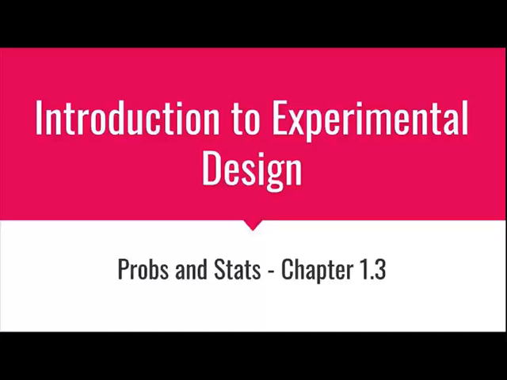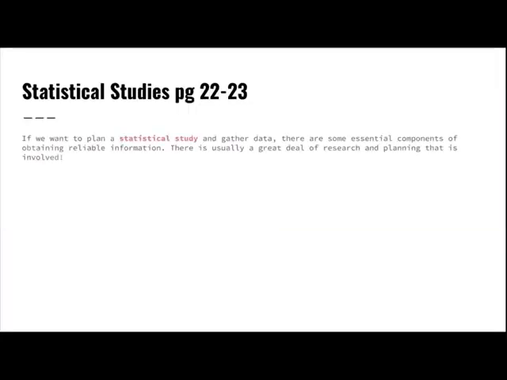For Chapter 1.3, we're going to be talking about the Introduction to Experimental Design. Take a second to read pages 22 through 23. If we want to plan a statistical study and gather data, there are some essential components of obtaining reliable information. There's usually a great deal of research and planning that is involved. So, planning a statistical study.